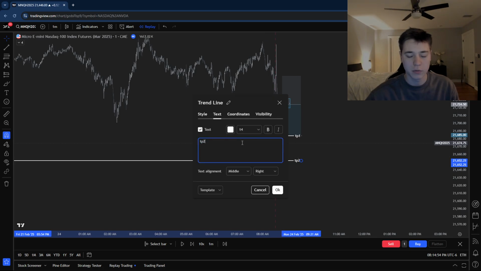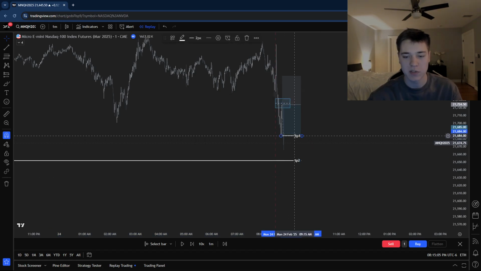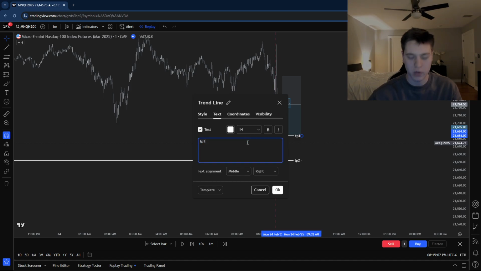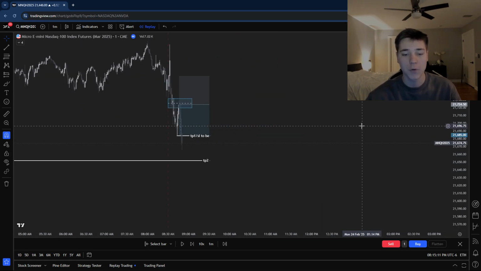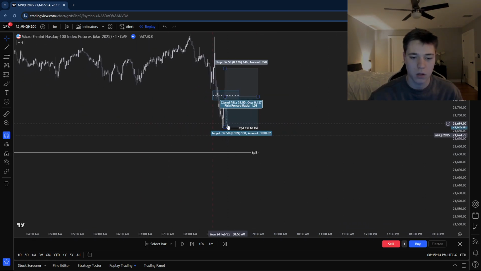This is what I also like doing. So obviously, once I take my take profit one, I move my stop loss to break even, and then my take profit two is all the way down here. Okay, great. So this is actually what I like doing right here. So take profit one, and I also write stop loss to break even. Cool. So now I'm for sure not going to lose this trade whatsoever.